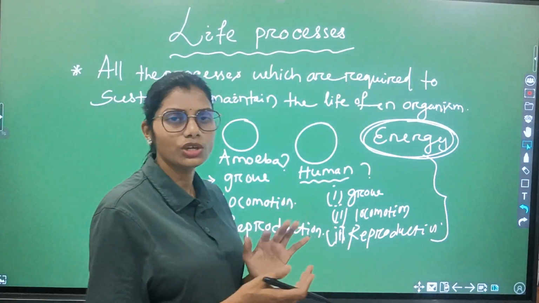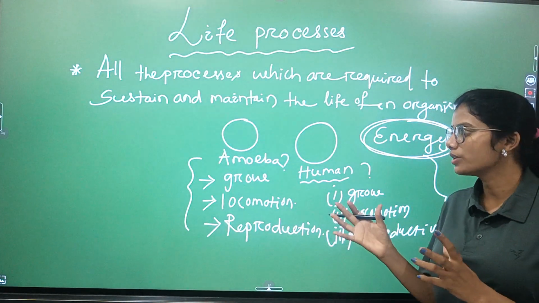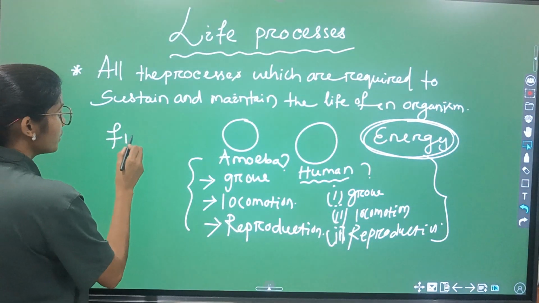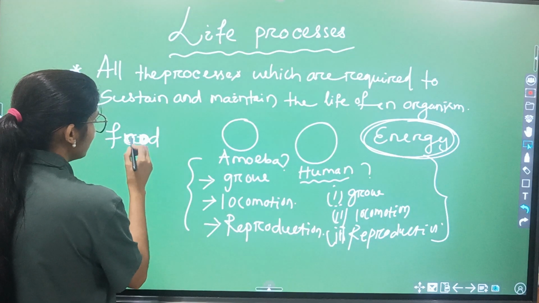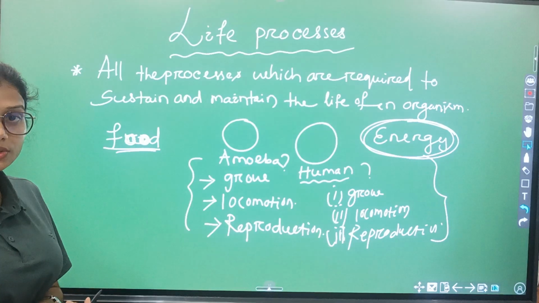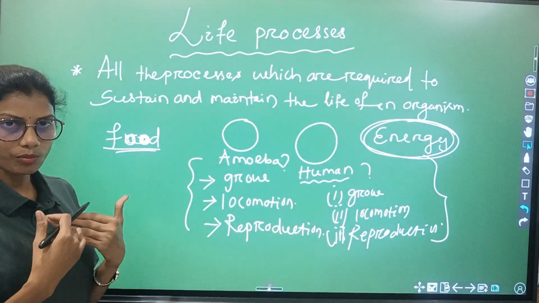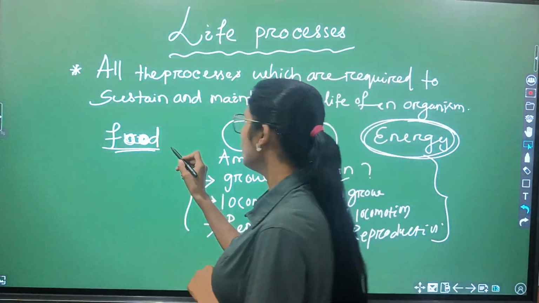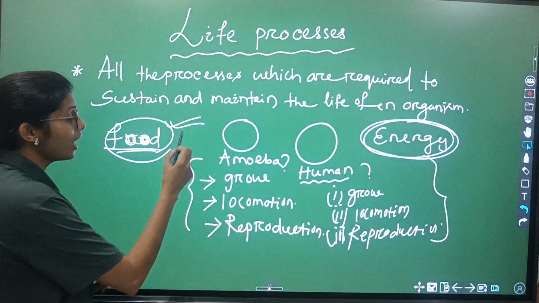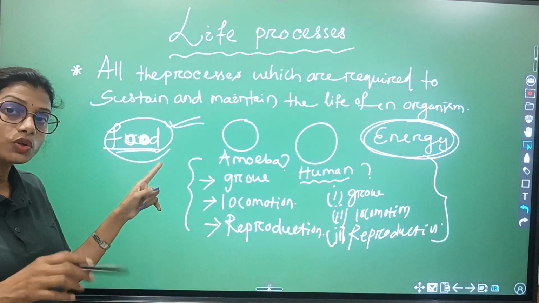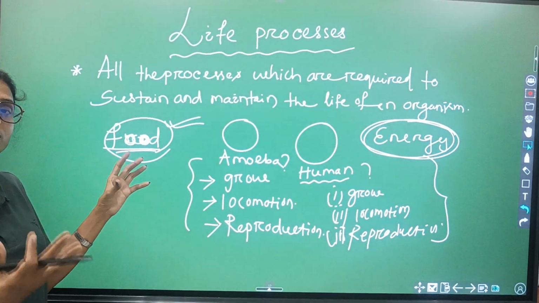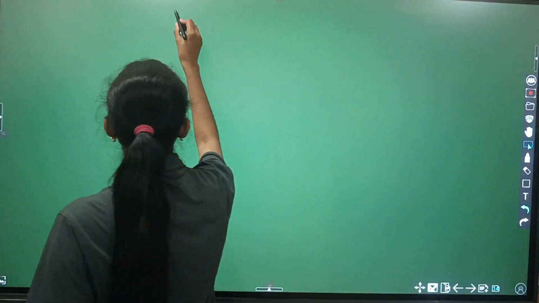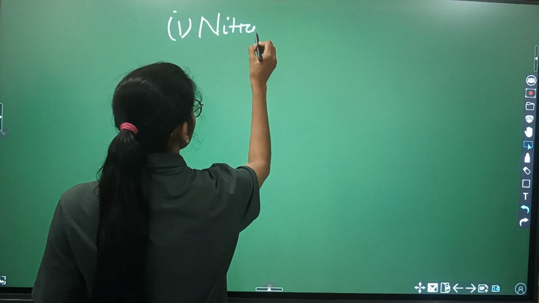And where does this energy come from? That is a very good question. We get this energy from food. In case of animals, food gives us energy. And intake of this food by our body is known as nutrition, which is the first life process. So to get energy, we should eat food, and the process of eating food and getting energy from it is known as nutrition. So the first life process is nutrition.